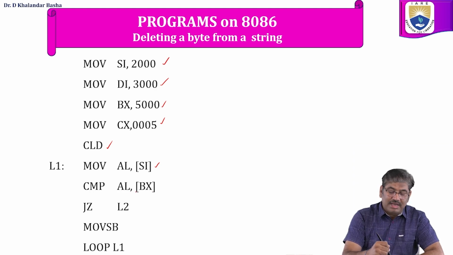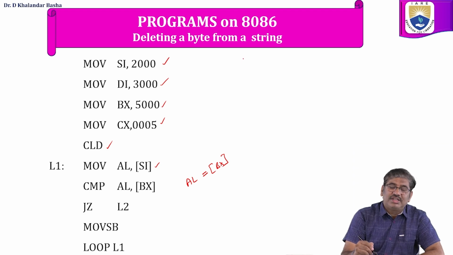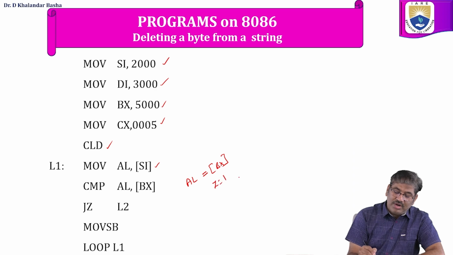So compare AL, BX. If the source data which is in AL is equivalent to the data which is at 5000H memory location, whose address is in BX register, and these two are equal, then the zero flag will be 1, else the zero flag is equivalent to 0. So when these two are equal, go to L2. Otherwise, MOVSB: copy the data into the target location. Then go to L1. So this will be repeated until CX is equivalent to 0.